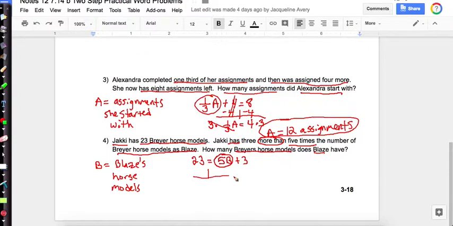Draw your T. Opposite of adding 3 is subtracting 3. So the 3's will cancel. 23 minus 3 is 20. We have 5b. 20 equals 5b. The opposite of multiplication is division, so we're going to divide both sides by 5. 5 divided by 5 is a 1 in disguise, so b equals 4 horse models.